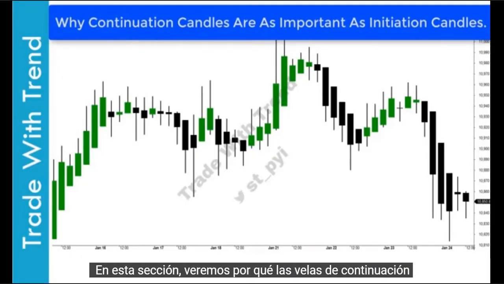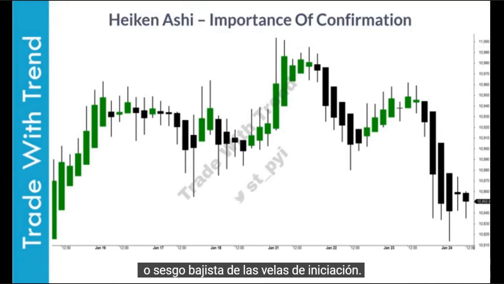In this section, we will see why continuation candles are as important as initiation candles. Now, a couple of slides back, I had mentioned that for successful price trend analysis, you will need continuation candles to confirm the bullish or bearish bias of initiation candles. Now, let me explain this here.